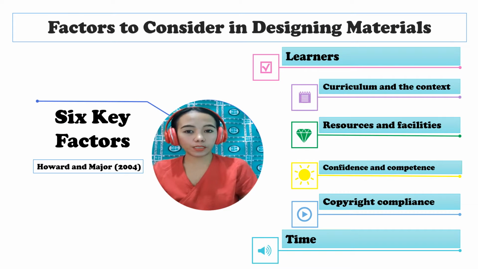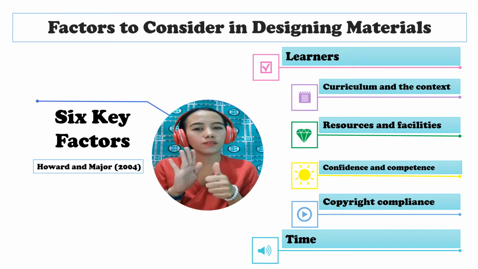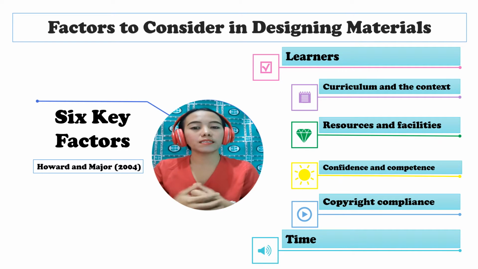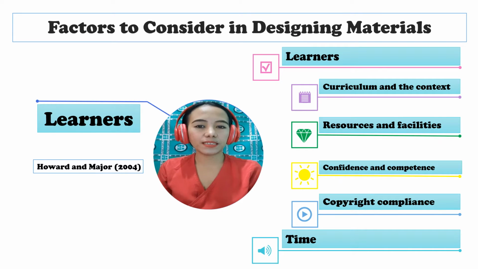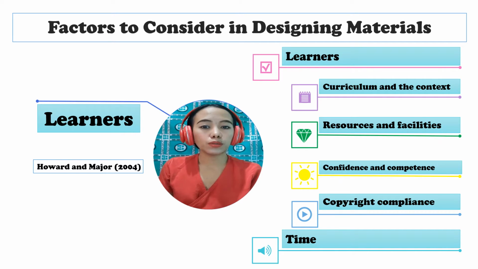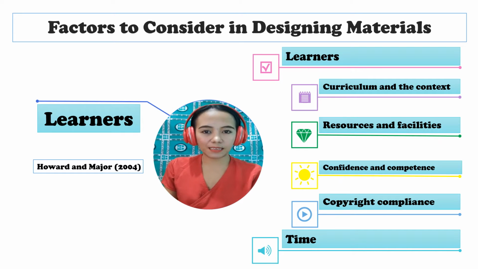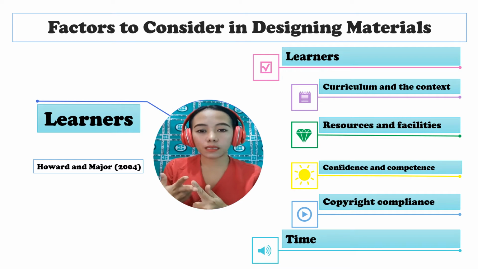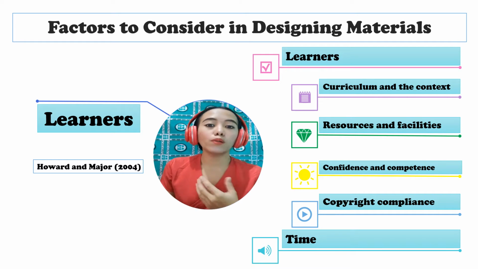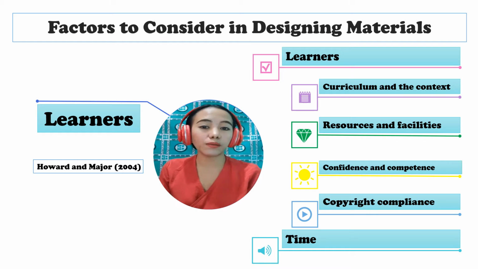According to Howard and Major in 2004, teachers need to consider 6 key factors when they start to design teaching materials for their learners. The first and the most important factor to be considered is the learners, and it should reveal the learning needs of English language skills such as listening, reading, writing, speaking, and also vocabulary knowledge and the grammar.